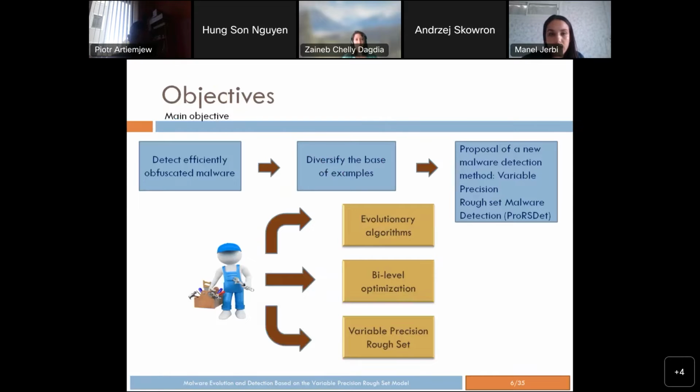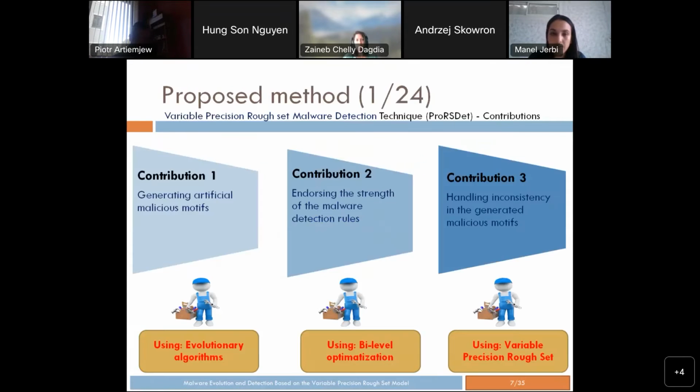In order to detect obfuscated malware efficiently, we need to diversify the base of examples, and that's why we propose a new detection method named ProRSDET, which is based on evolutionary algorithms, bi-level optimization, and variable precision RFSET, and which comes with three main contributions.